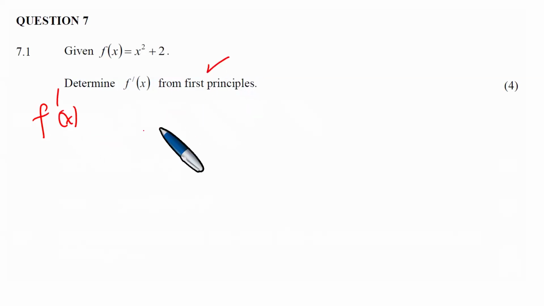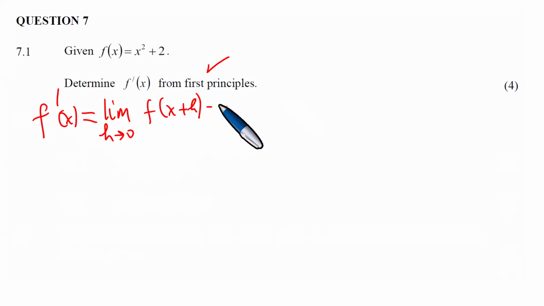So the minute the examiner says first principles, you write down the formula, and this is the limit as h approaches 0 of f of x plus h minus f of x all over h, like so. This is the formula. What do we do with this formula? We use it to find f prime of x. This is what we call the derivative, the slope, the gradient of the function at any point, the instantaneous slope.